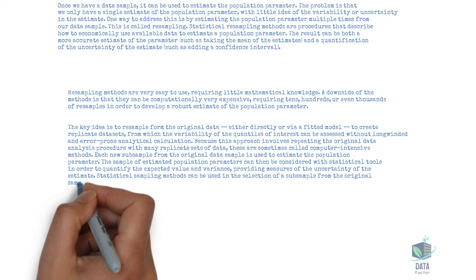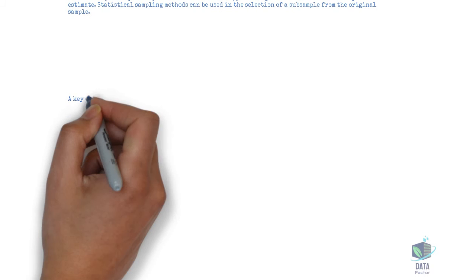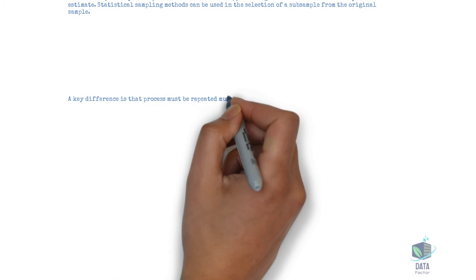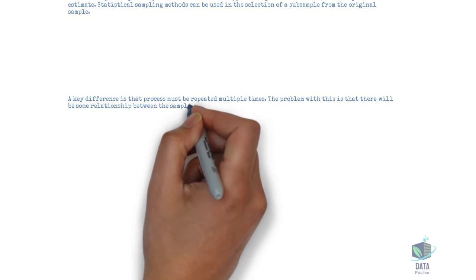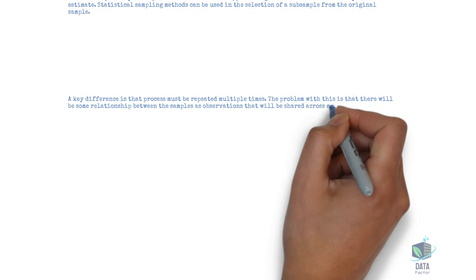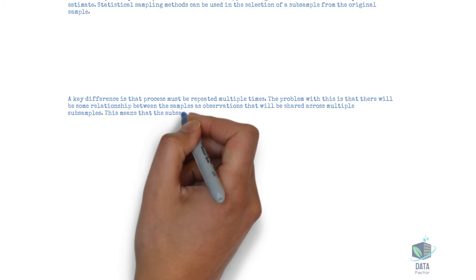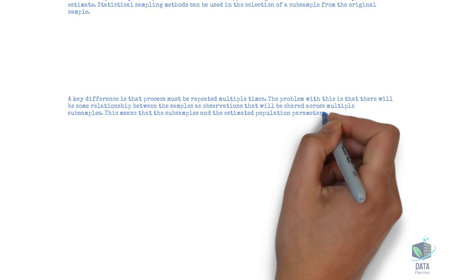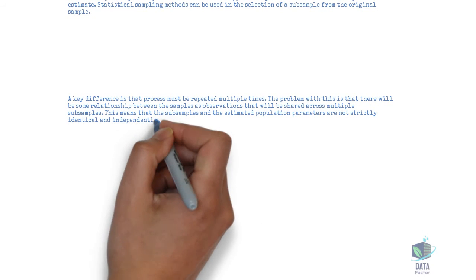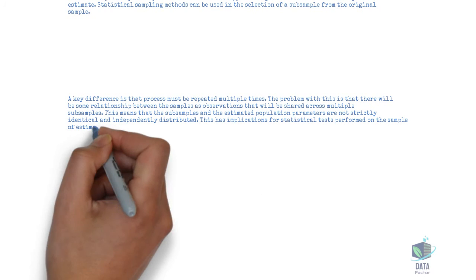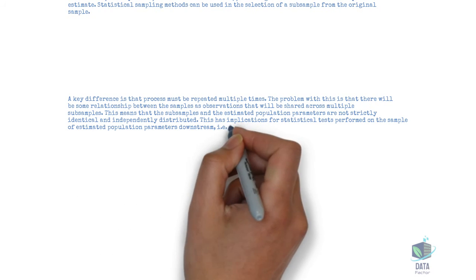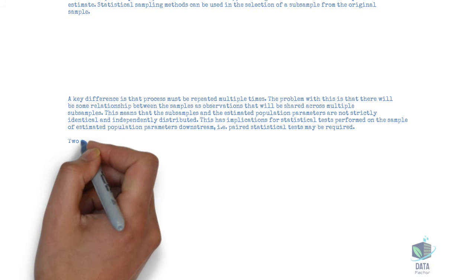The problem with this is that there will be some relationship between the samples, as observations will be shared across multiple subsamples. This means that the subsamples and the estimated population parameters are not strictly independent and identically distributed. This has implications for statistical tests performed on the sample of estimated population parameters downstream, i.e. paired statistical tests may be required.